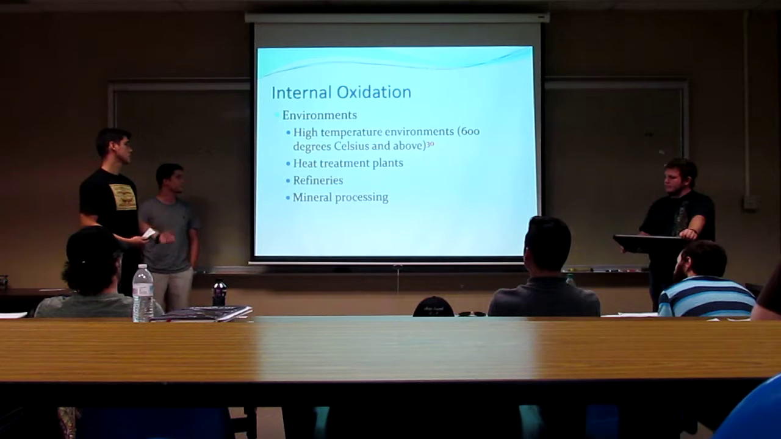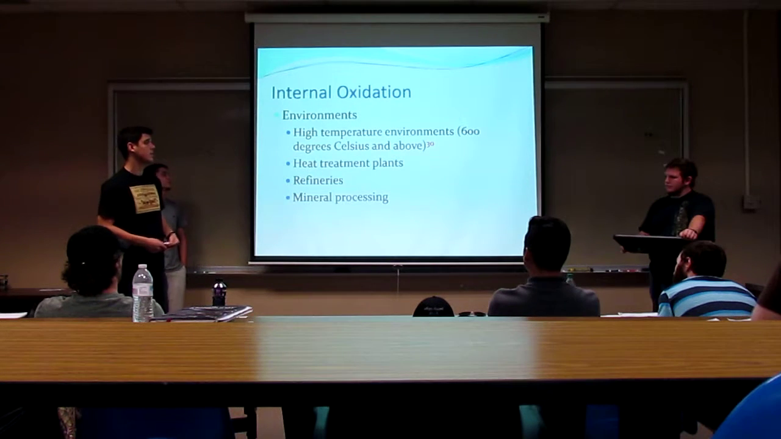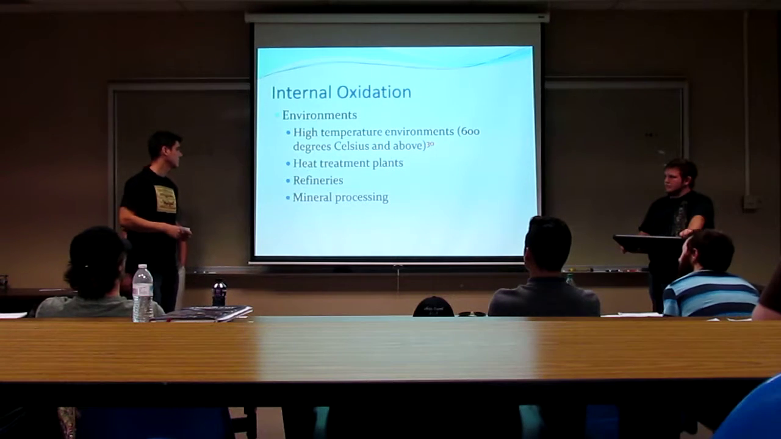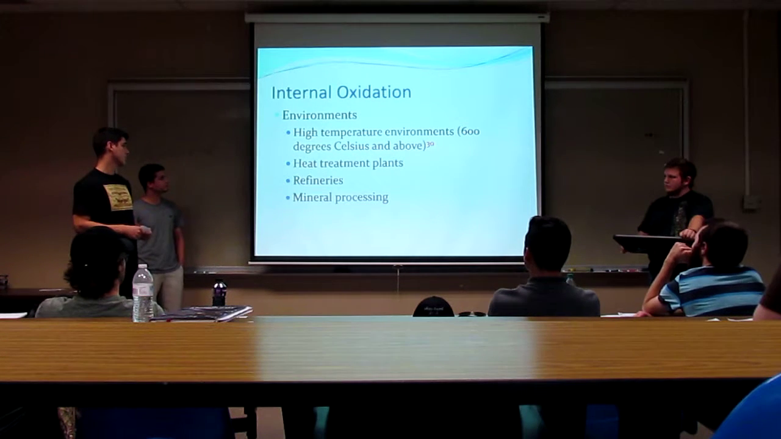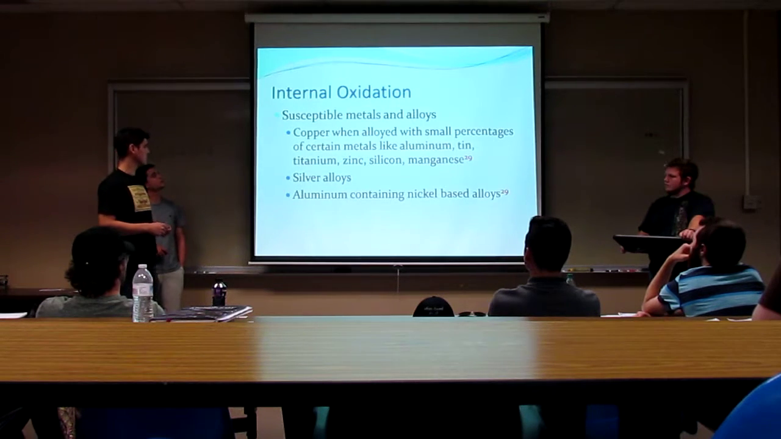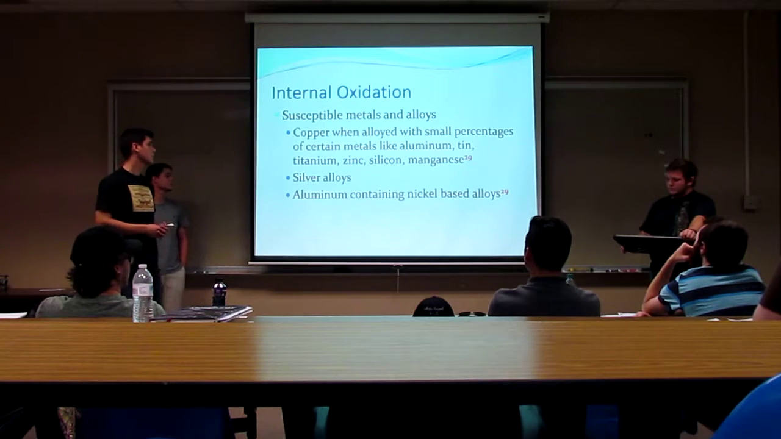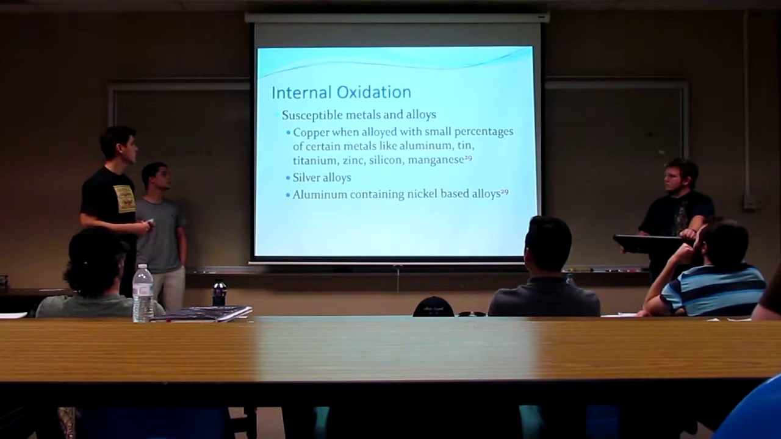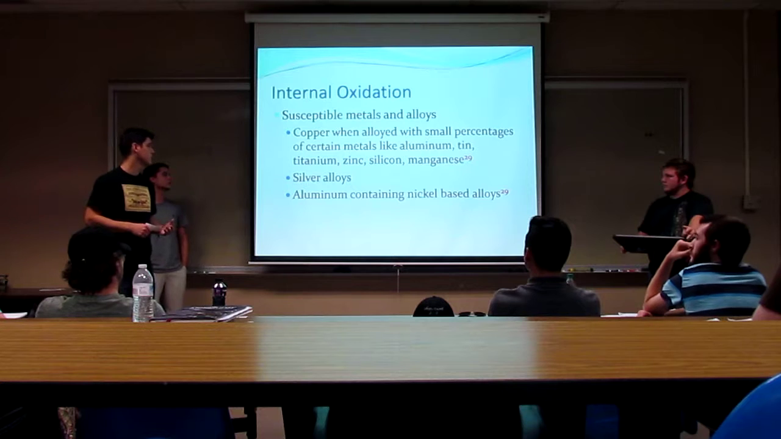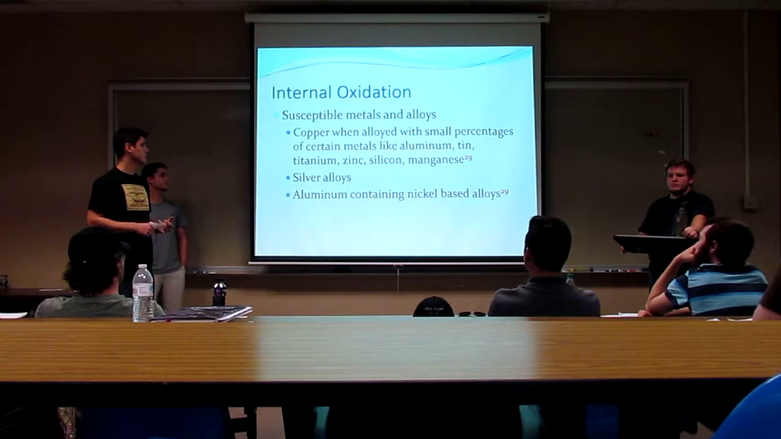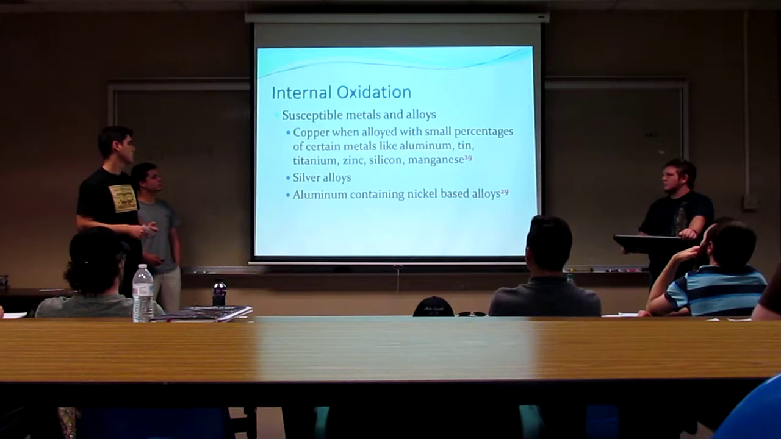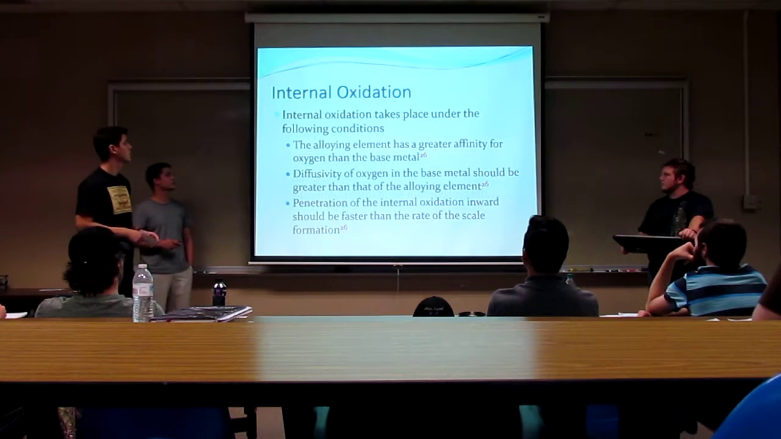The environment is going to be a high temperature environment, 600 degrees Celsius and above, in heat treatment plants, refineries, and mineral processing plants. Susceptible metals and alloys: copper when alloyed with small percentages of certain metals like aluminum, tin, titanium, zinc, silicon, and manganese; your silver alloys; or aluminum-containing nickel-based alloys.